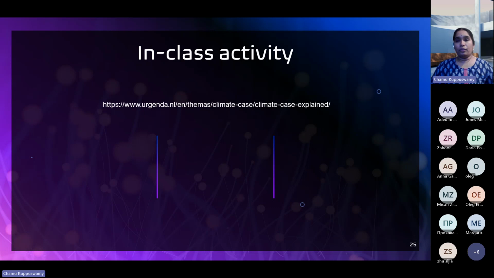Now, if you research climate litigation, there's one case that was quite seminal, which set the trend going for climate litigation. And that's the case that a foundation in Netherlands called Urgenda brought against the government of the Netherlands.